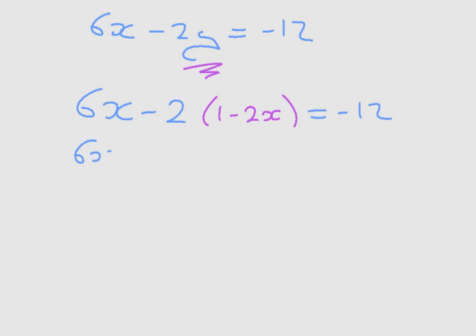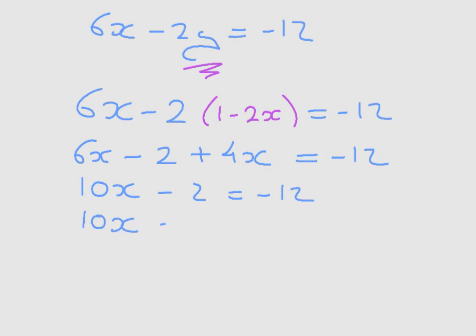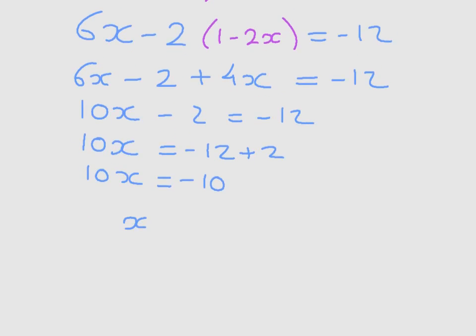Let's see, if we have 6x, I distribute that 2 across the parentheses, minus 2 plus 4x is equal to negative 12. This 6x plus 4x leads to 10x minus 2 equals negative 12. Adding 2 to both sides of this equation leads us to 10x equals negative 12 plus 2, which leads us to 10x equals negative 10. Finally, dividing both sides of this equation by 10 leads us to the value of x, which is x is equal to negative 1. We now have the value of x.